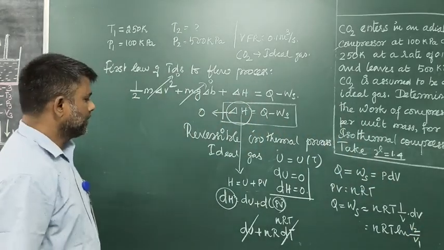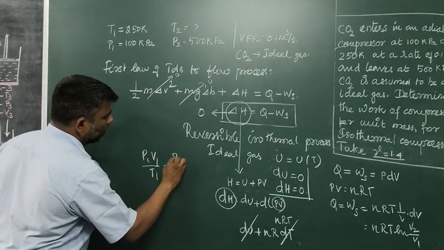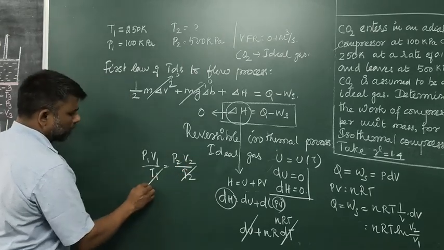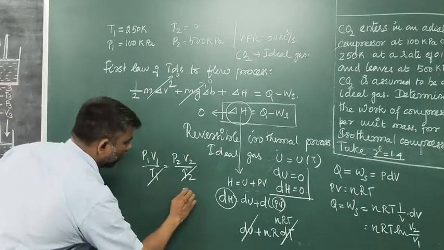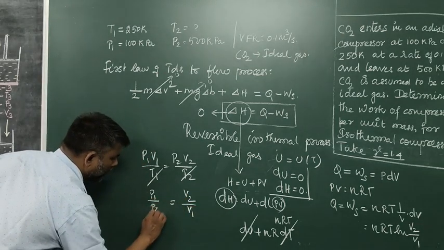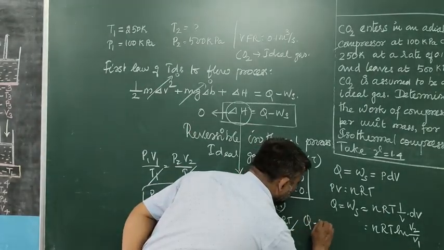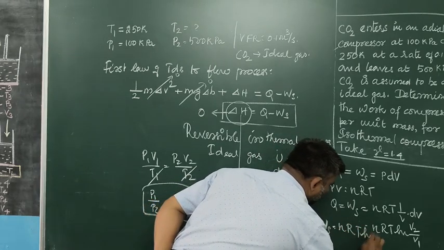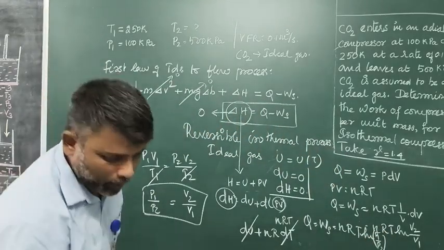For an ideal gas, P1 V1 by T1 is equal to P2 V2 divided by T2. This is the isothermal process, hence T1 and T2 are cancelled. I am in need of V2 divided by V1. V2 divided by V1 is equal to P1 divided by P2. Now I am going to substitute this information here. Q is equal to W is equal to n R T into ln P1 by P2. This is the required equation to solve our problem.